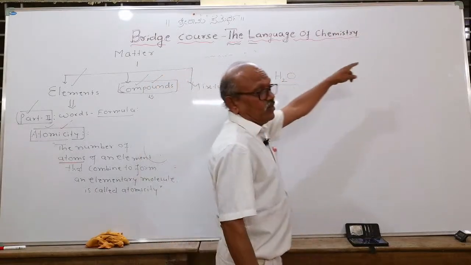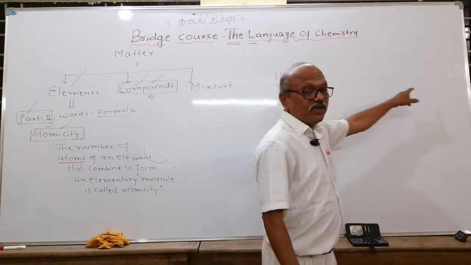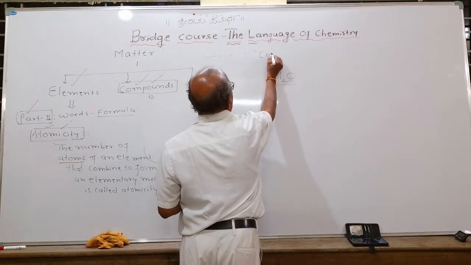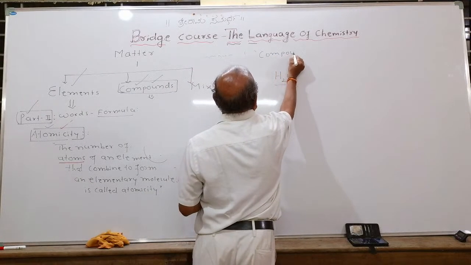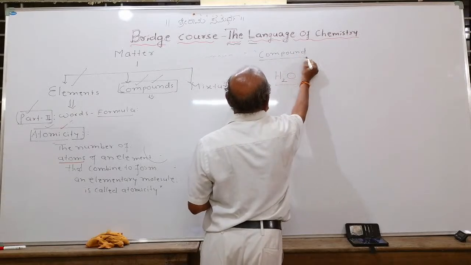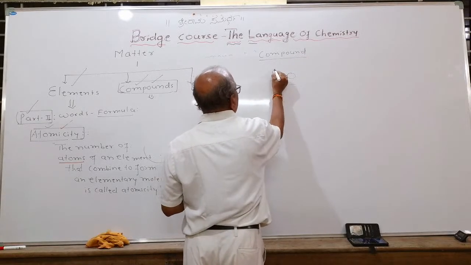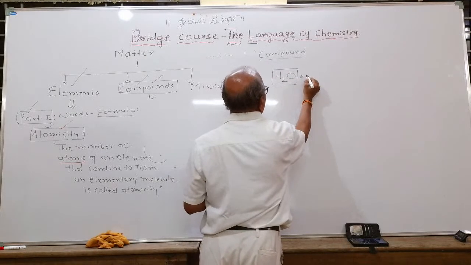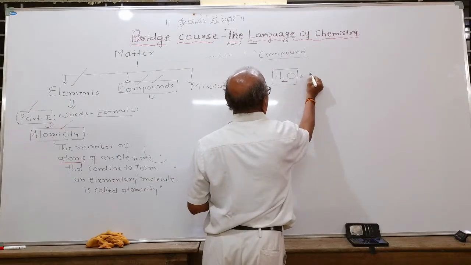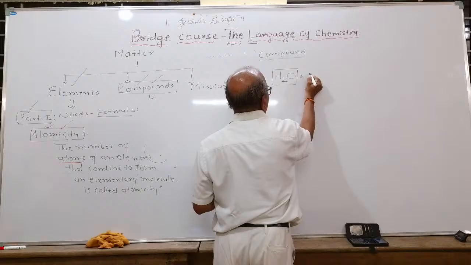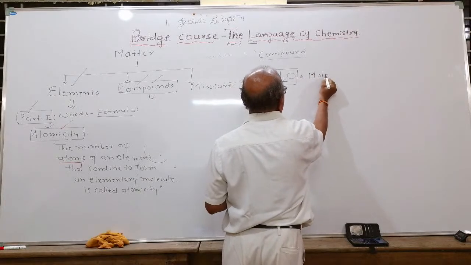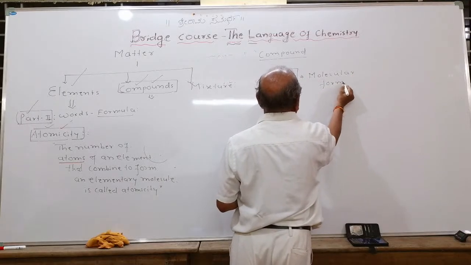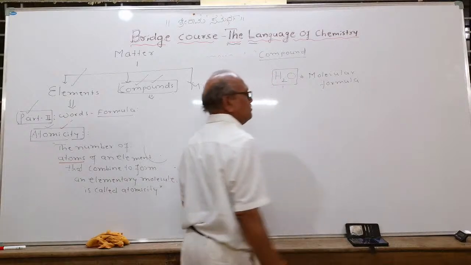There are two types of molecules. One is an elementary molecule, another one is a compound molecule. H2O is a compound molecule. Compound molecule means one molecule, the smallest particle of water, is represented by H2O. This symbol H2O represents the molecular formula of the compound. The formula of one molecule of a particular substance is called the molecular formula.